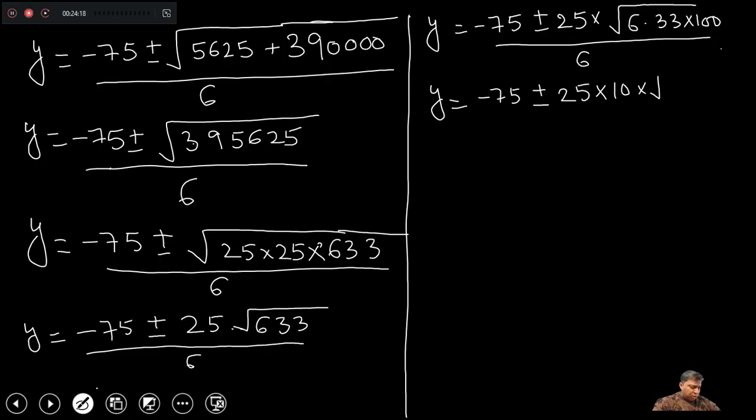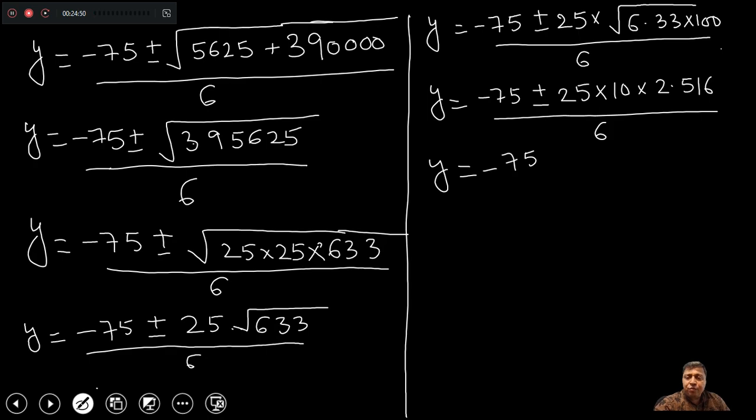So 6.3 row and third column. So that is 2.516. So this is 2.516 upon 6. So this becomes minus 75 plus minus 25 into 25.16 upon 6.